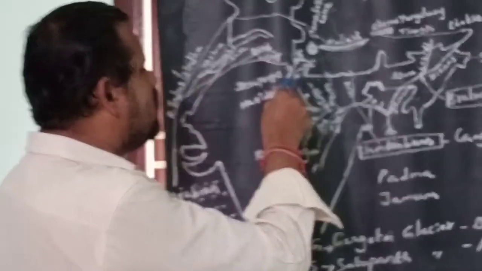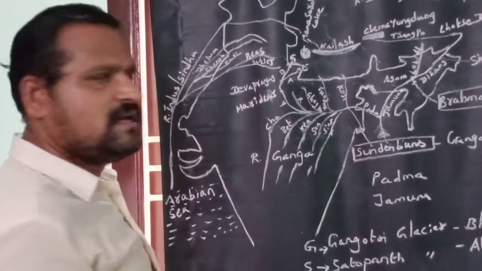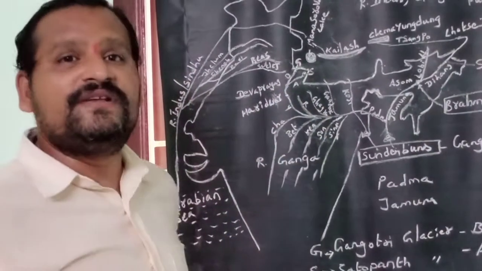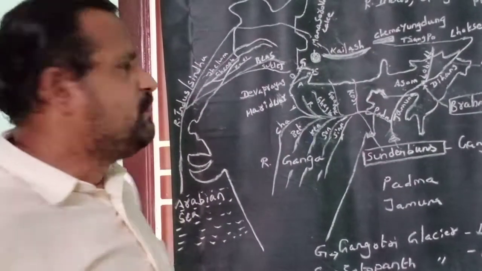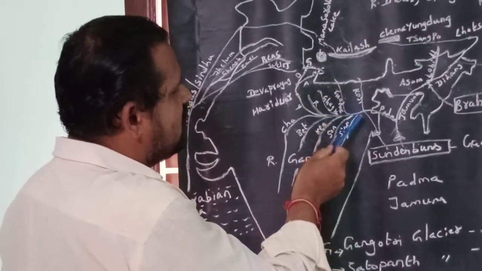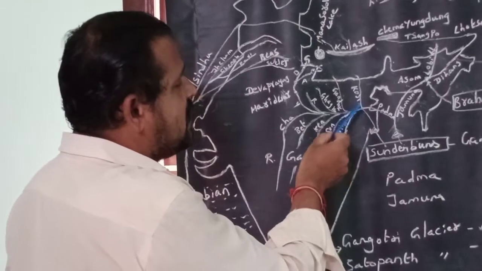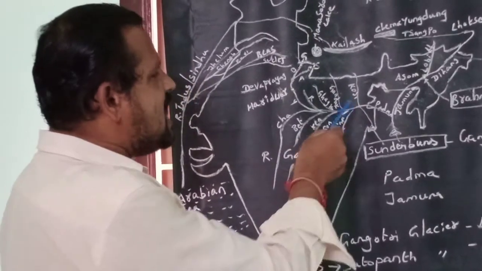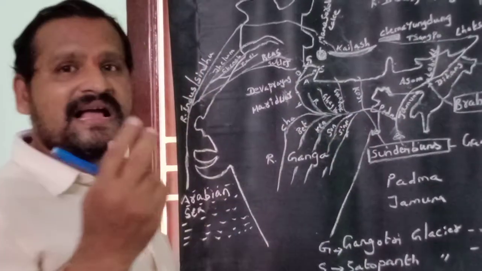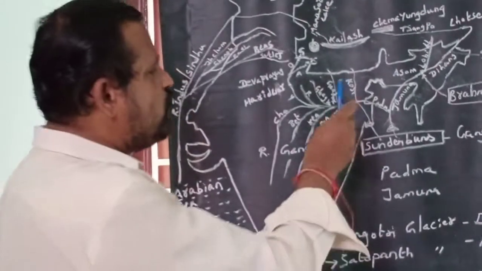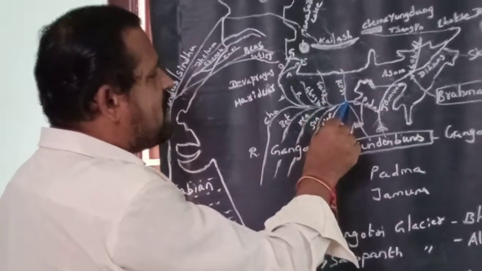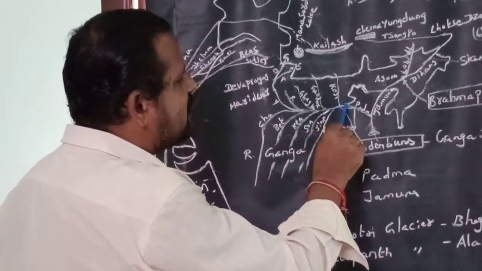Now this Ganga river flows clearly in Haridwar Hills. In which states does the Ganga river flow? Uttarakhand state, Uttar Pradesh state, Bihar state, West Bengal state. When coming to West Bengal, the Ganga river divides into two branches. One branch of the Ganga river enters Bangladesh. One part of the Ganga river flows through Bangladesh.